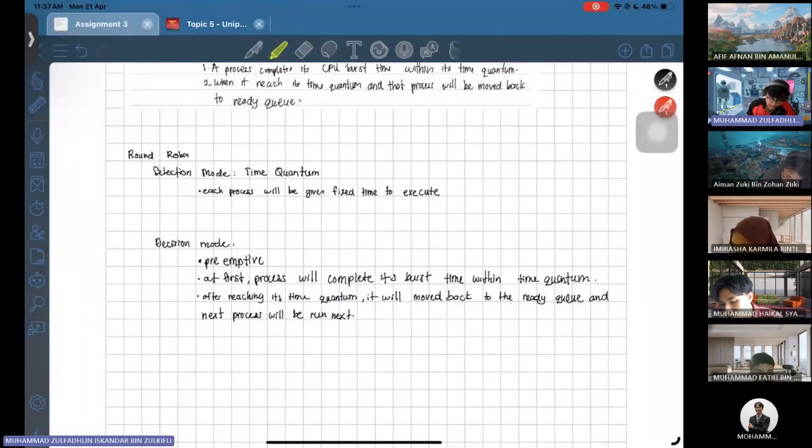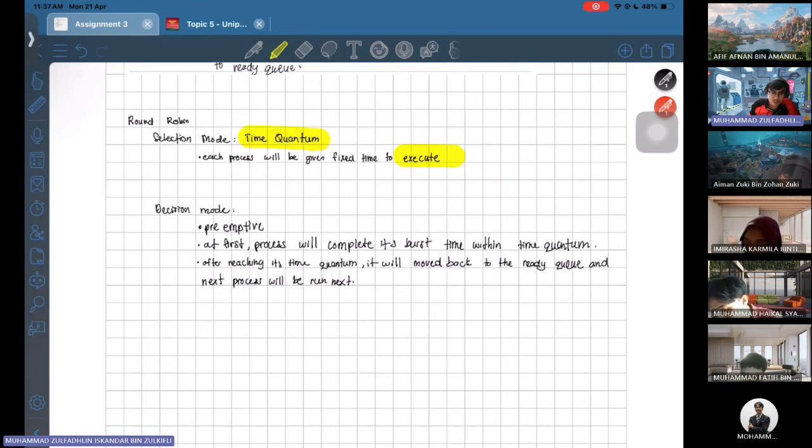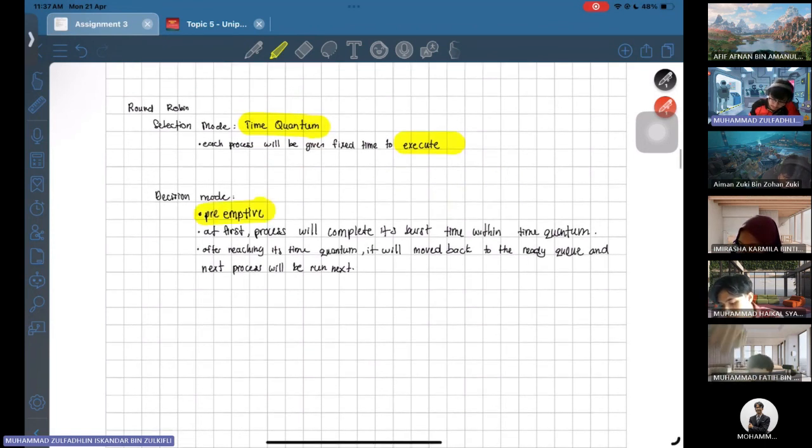For round robin, the selection mode is time quantum. What is time quantum? Time quantum is a fixed time given to each process to execute. The decision mode for round robin is preemptive. At first, a process will complete its burst time within the time quantum. After reaching its time quantum, it will move back to the ready queue, and the next process will be run next.